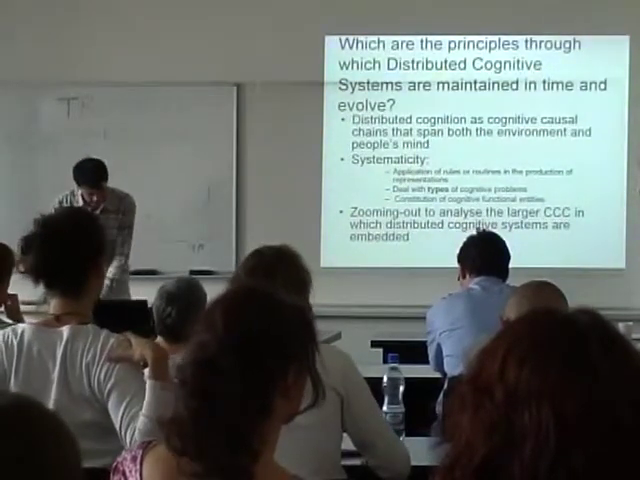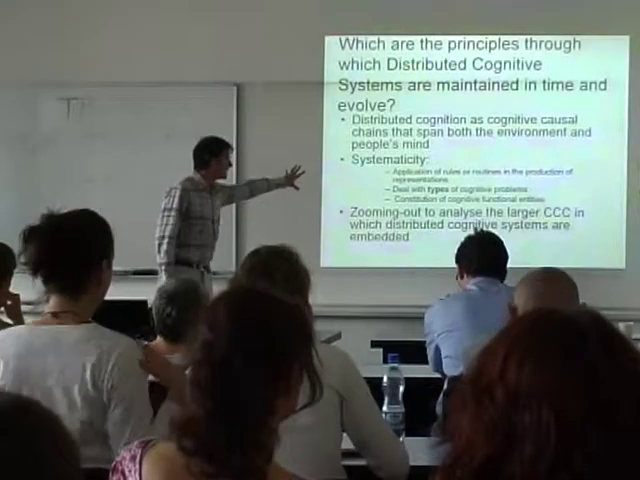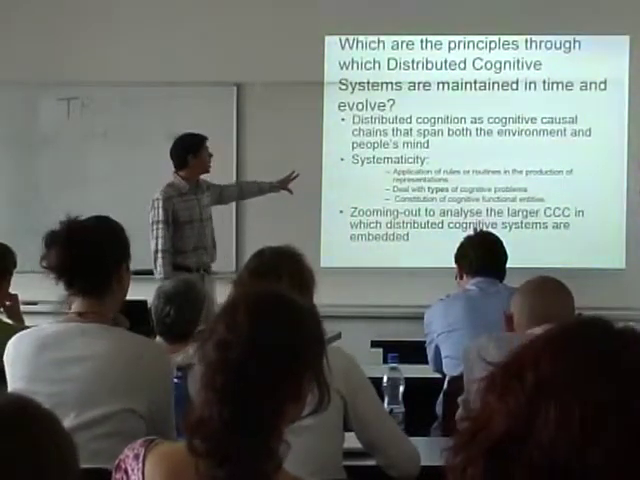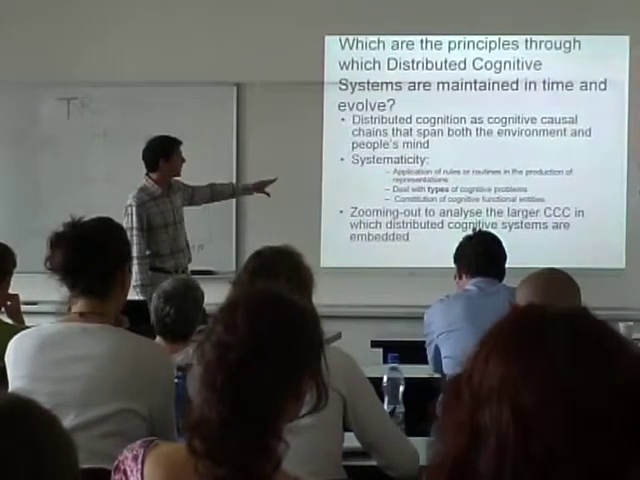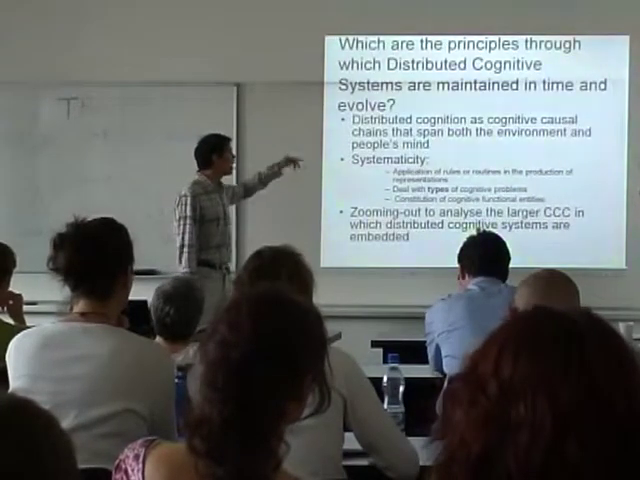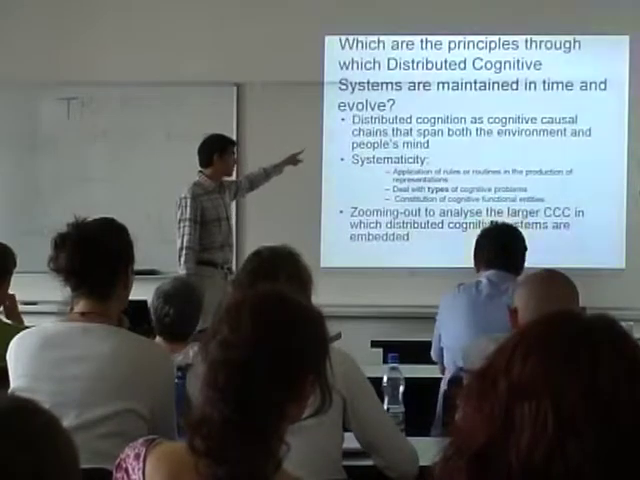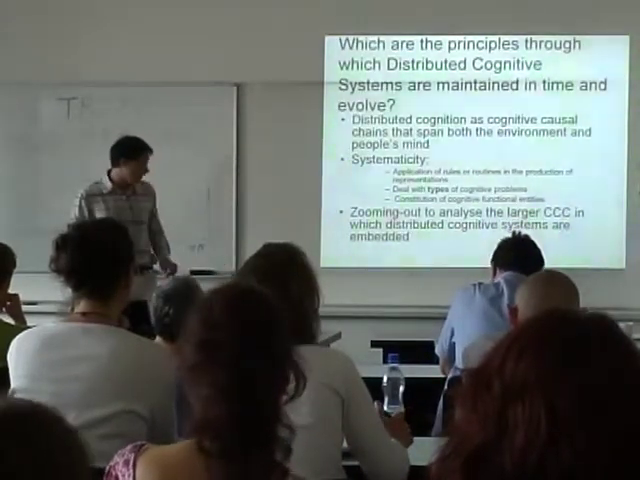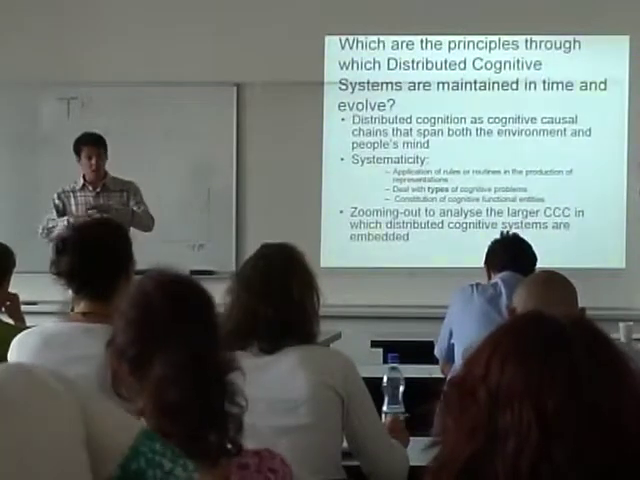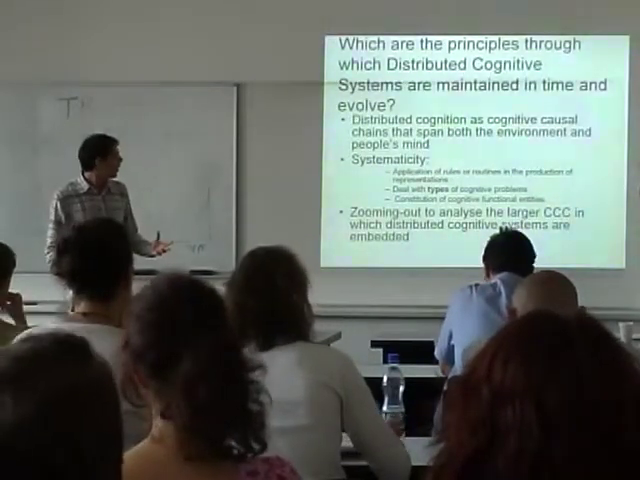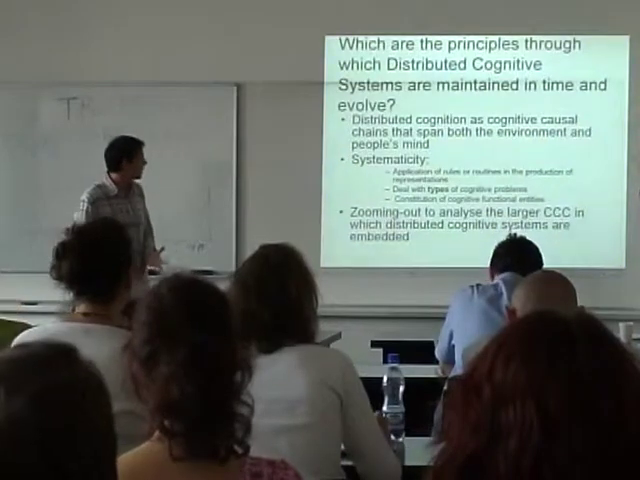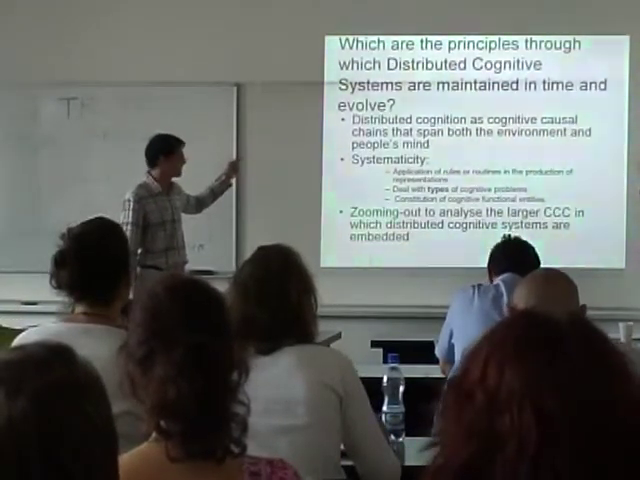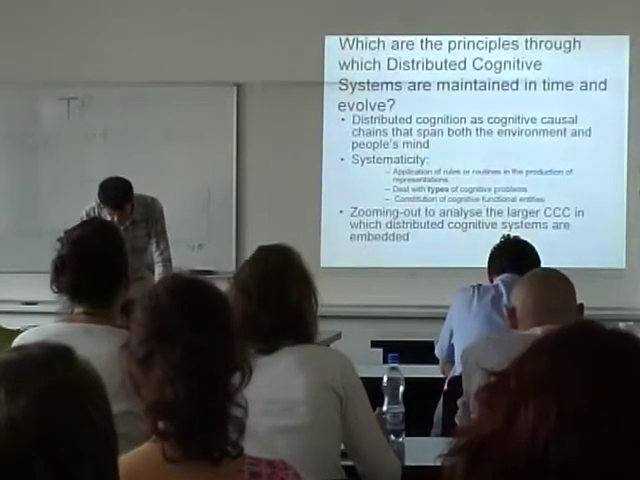So the idea is that in order to understand this systematicity, how it happens, in order to give a causal explanation of the properties of this cognitive causal chain that constitutes distributed cognitive systems, we need to zoom out in order to see in which cultural cognitive causal chain these cognitive causal chains that constitute distributed cognitive systems are embedded. Okay?